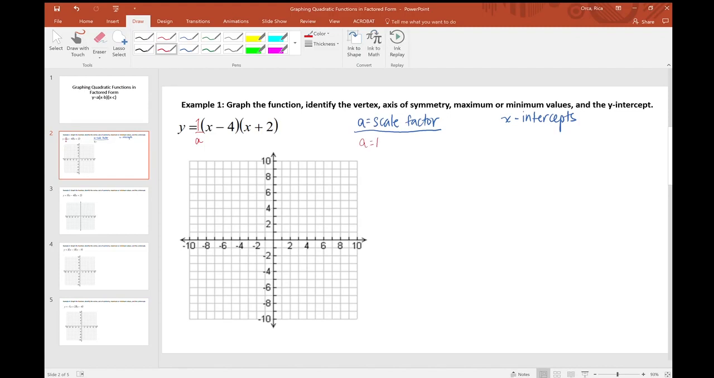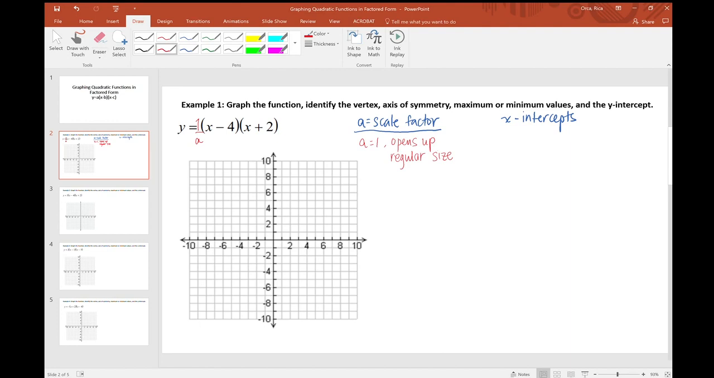This tells me two things. Because it's positive, I know that the graph is going to open up. And because it's 1, the graph is of regular size. So it's not wide nor narrow.